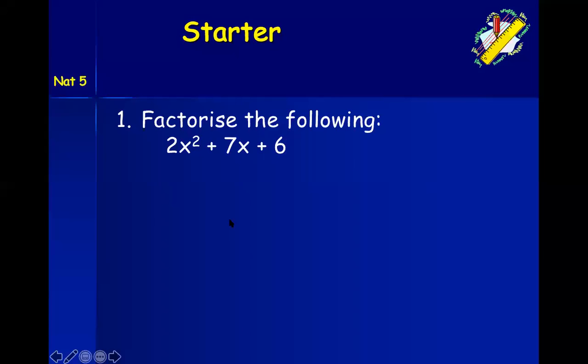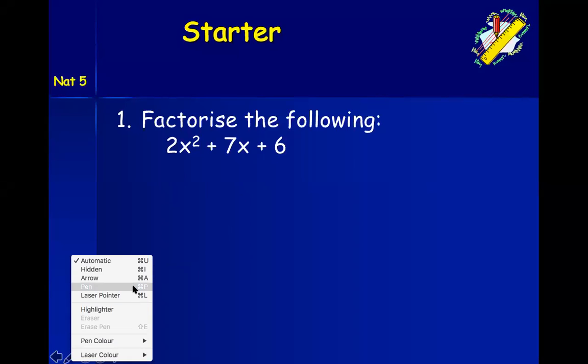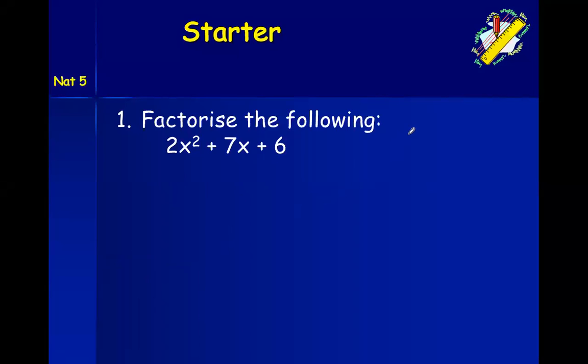Okay, so if we're asked to factorize the following, we said we're going to use the MAM method. The MAM method asks me to find two values. So I'm looking for A times B equal 12 and A plus B equals 7.